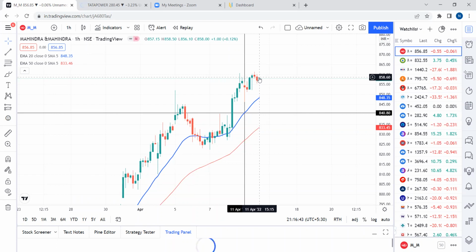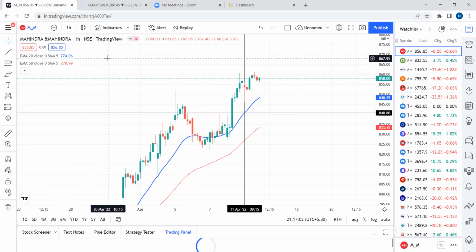So Mahindra and Mahindra, if we go in the 5 minutes, we should get the buy call. I mean, not we should, the probability of getting the buy call is more. And we have to take the buy call, but the pattern we have to find out. Now, the question is, where should I find out the pattern?